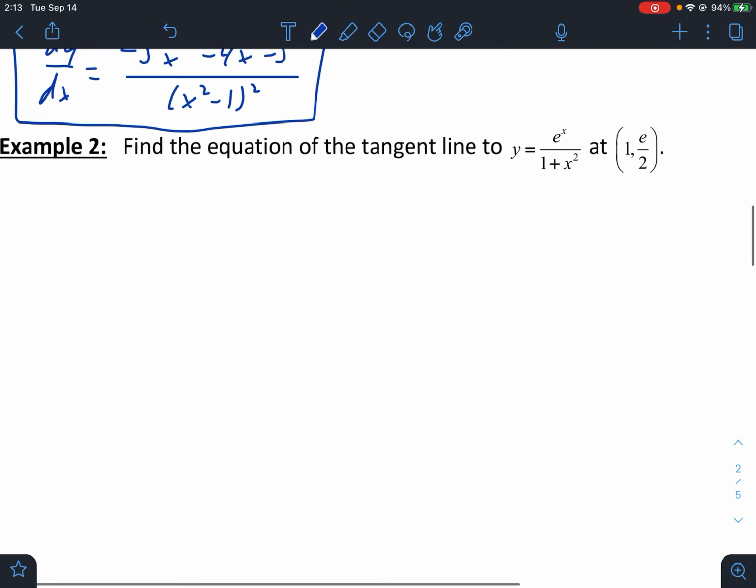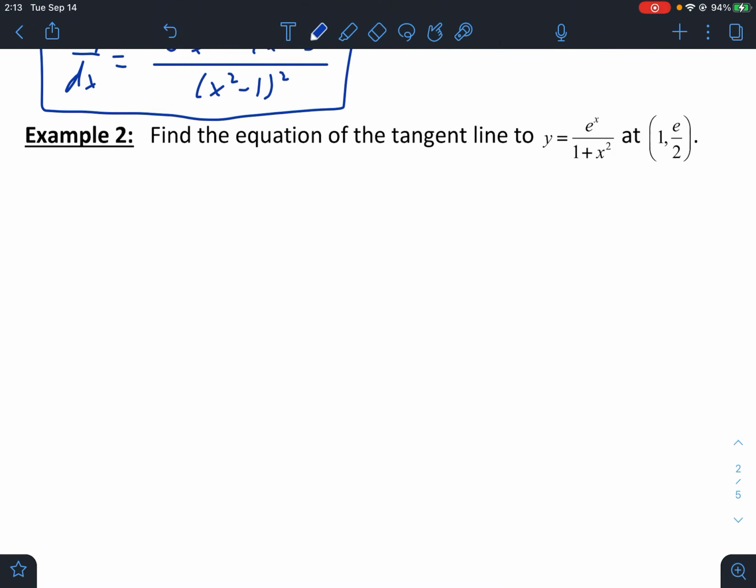Okay, example 2 says find the equation of the tangent line to that function there. Remember, what two things do we need to write any line, in this case a tangent line? A point and a slope. The point's given to us, which is great. The slope is not. So we'll have to find the slope of this equation, y equals e to the x over 1 plus x squared.